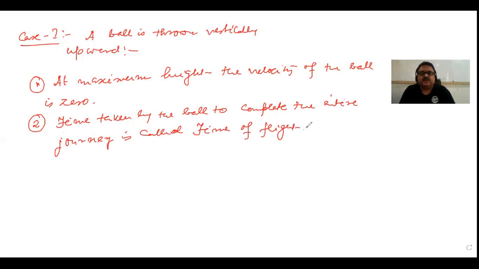Okay. Number three, when you are throwing the ball upward, it goes up. So it takes some certain time to reach the maximum height. And then it starts falling down and reaches the ground. So the time during which it goes up is called time of ascent. And the time during which it goes down is called time of descent. Correct?